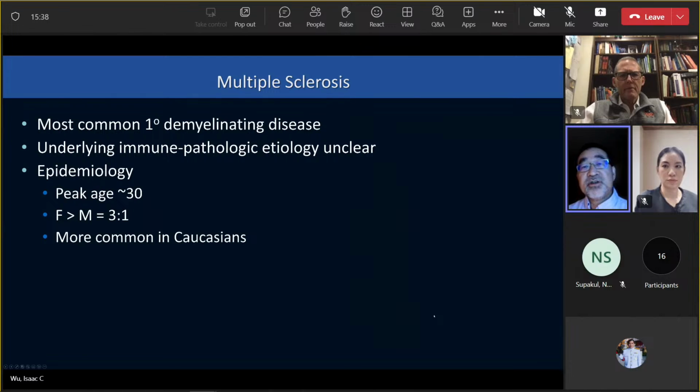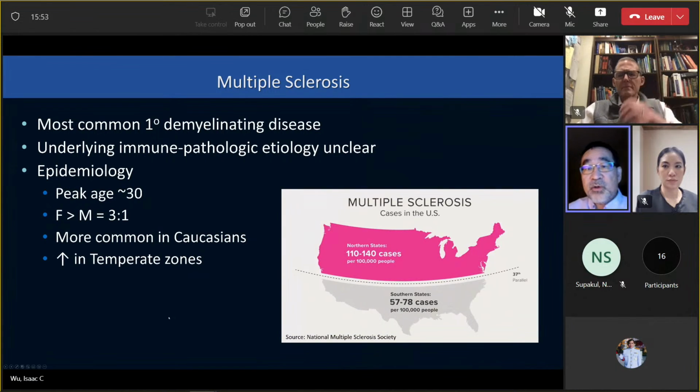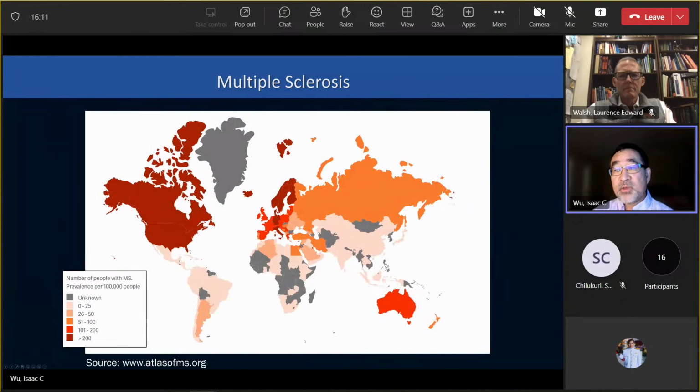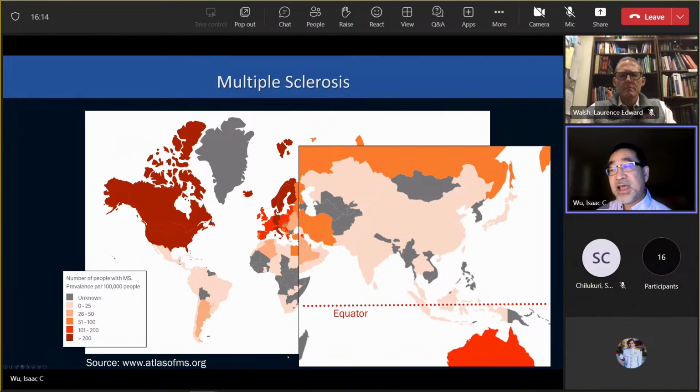We all know that there are certain characteristics about MS. It's mostly a young adult disease, and it affects Caucasians and females more commonly than males, statistically speaking. In the States, there's a peculiar distribution in that if you draw the line at the 37th parallel, there's an increased incidence compared to areas closer to the equator. It's the same thing around the world as well. If you look at Southeast Asia, in Thailand, the closer you are to the equator, the incidence goes down.